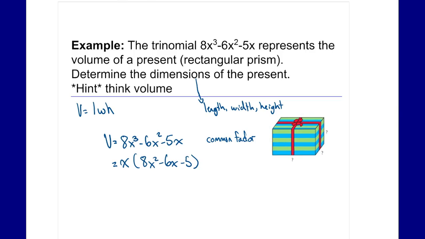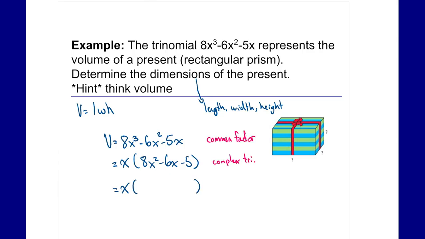Now, in the brackets is a complex trinomial. This now looks like something we can factor. I'm going to leave the x on the outside. I'm not going to change that. That still gets carried through. But I'm going to look to factor the inside.